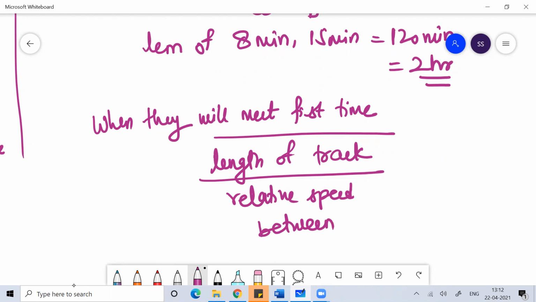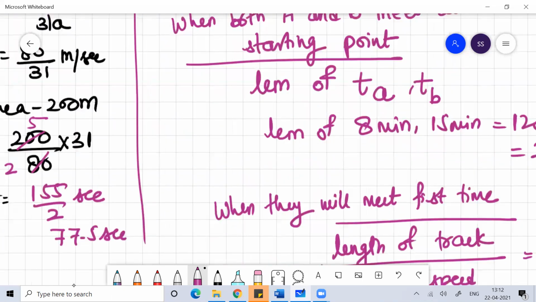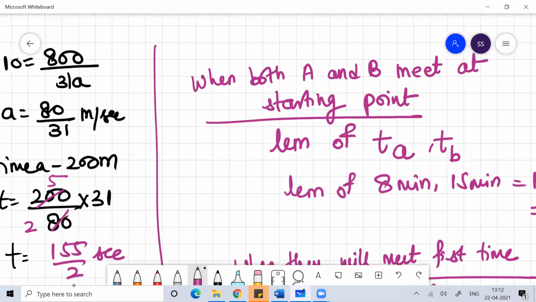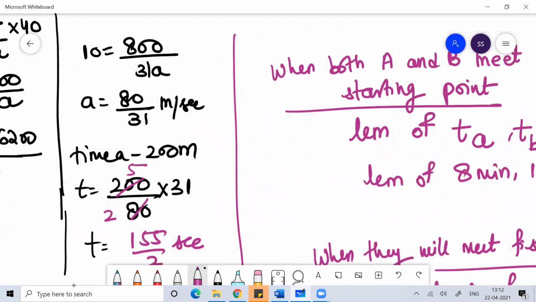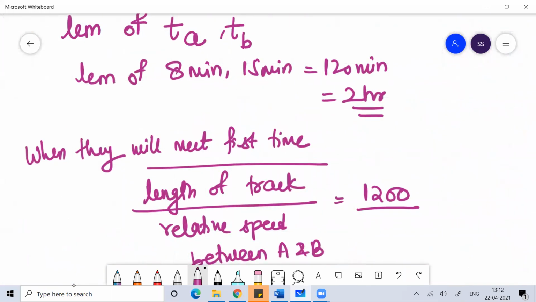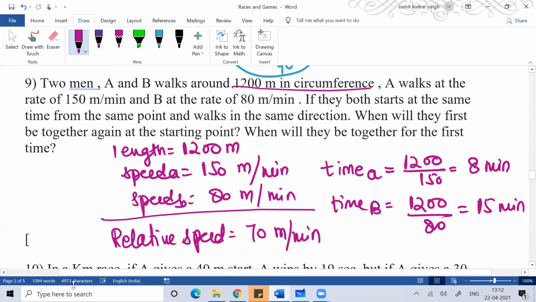Divide by the relative speed between A and B. The length of the circular track is 1200 meters. So, the relative speed between them is how much? It is 70 meters per second.